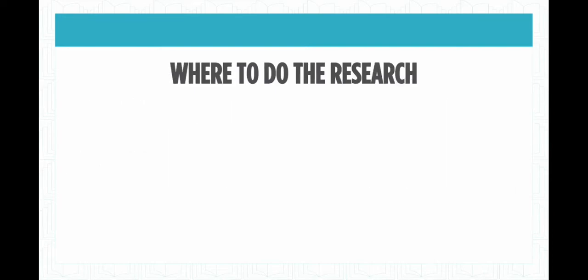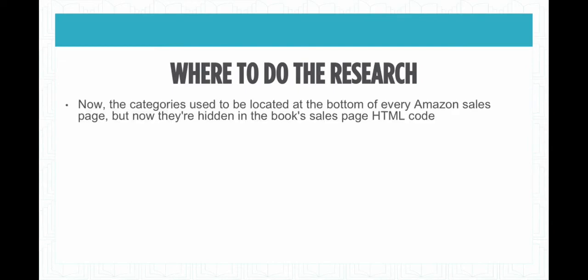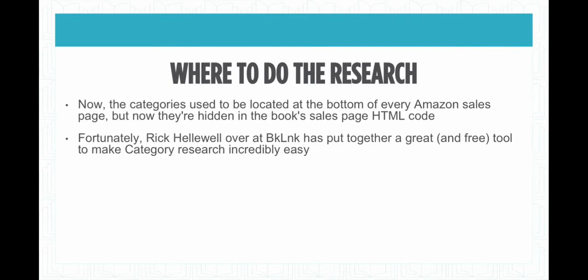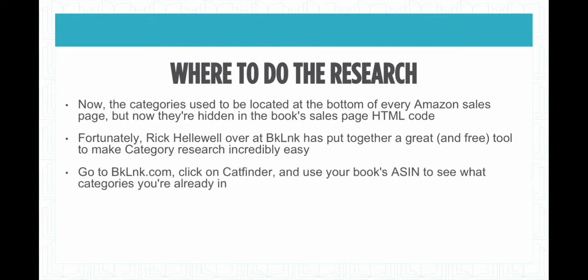So where do you find these categories even? Well, the categories used to be located at the bottom of every Amazon sales page. Now they're actually hidden in the web page's code, which doesn't really help all of us who can't read web page code. But Rick Helwell over at Booklink, spelled BKLNK, has put together a really great and free tool that makes category research super easy. Barely an inconvenience. If anyone gets that joke, I will be really, really happy.